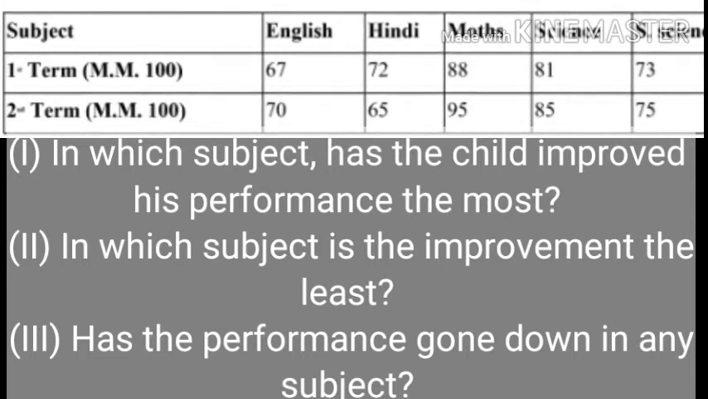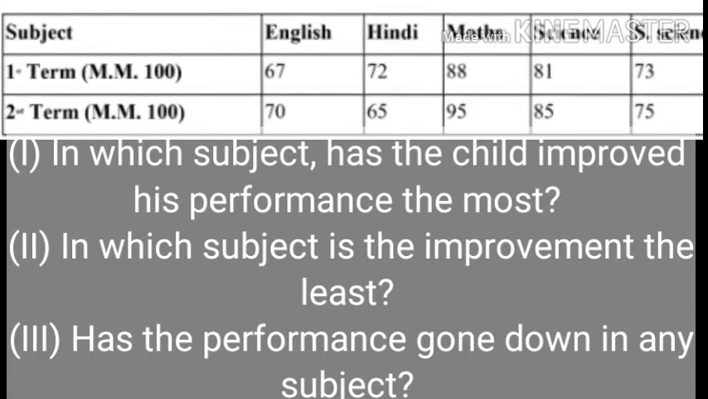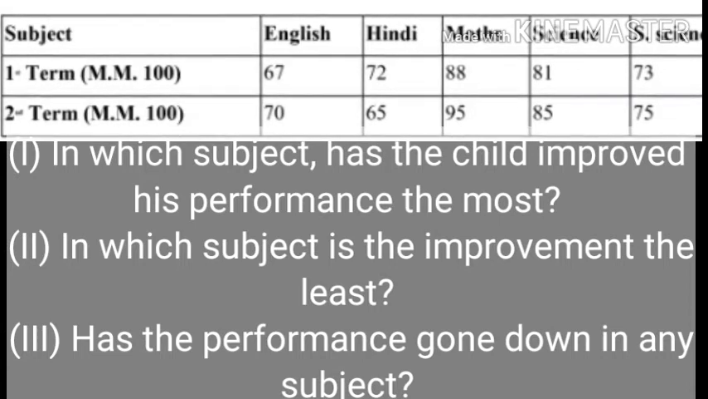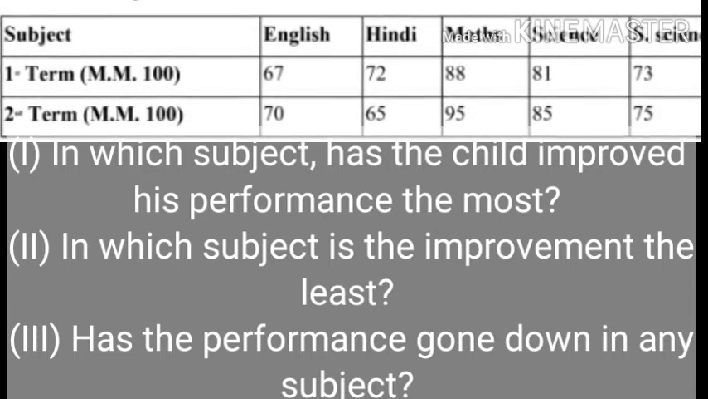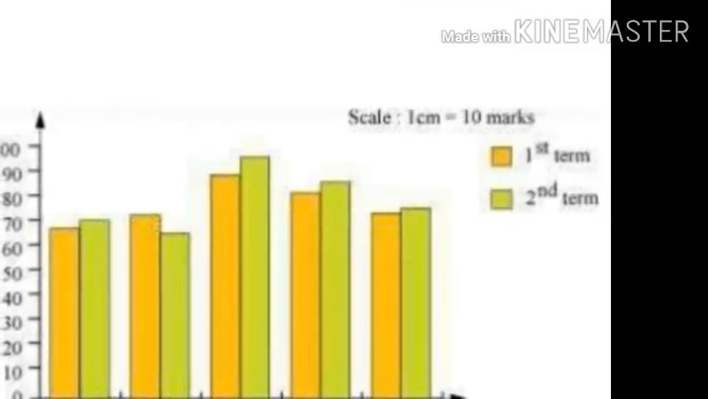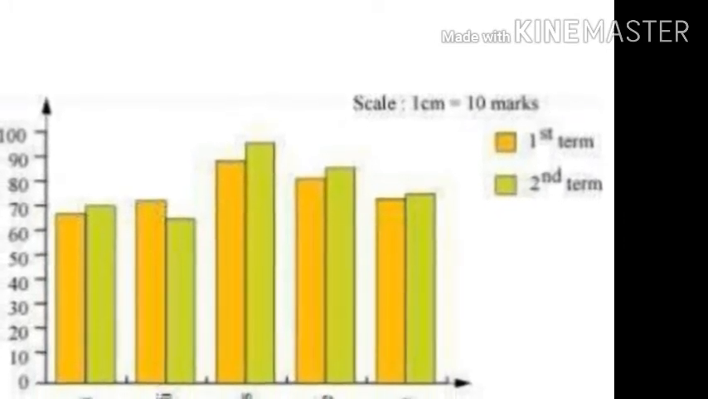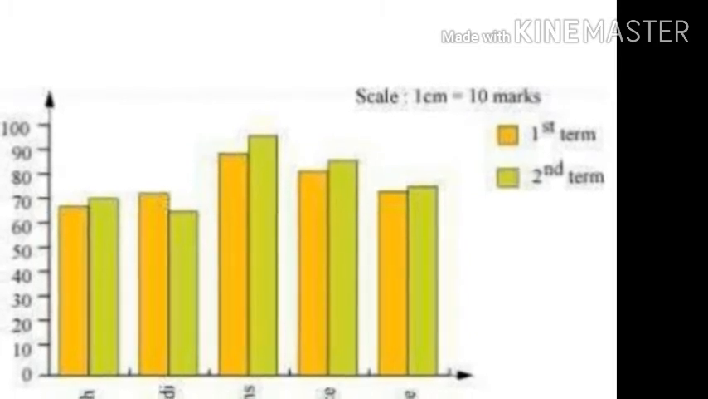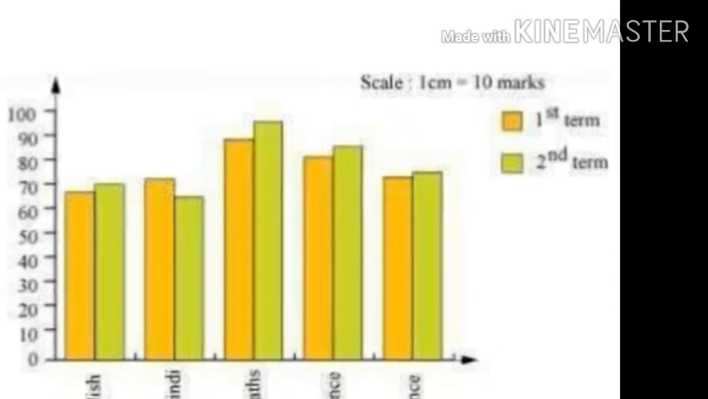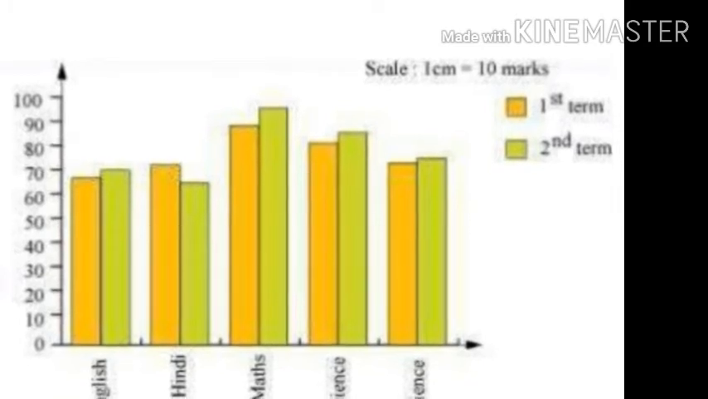Now give the answer. In which subject has the child improved his performance the most? Second, in which subject is the improvement the least? And third, has the performance gone down in any subject? Now, we choose a suitable scale to determine the height of the bars. Scale: 1 cm is equal to 10 marks. We draw the bars and write the marks on the y-axis and the name of the subject on the x-axis. Yellow color represents the marks of first term and green color represents the marks of second term.